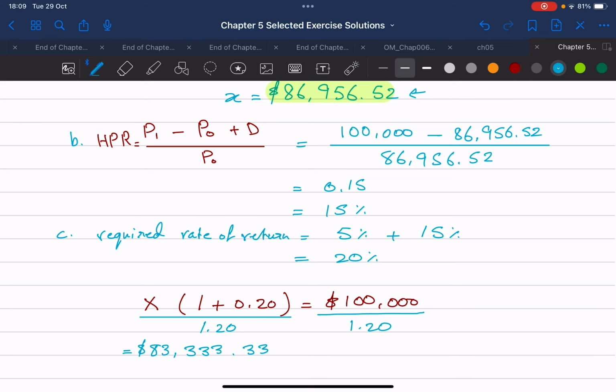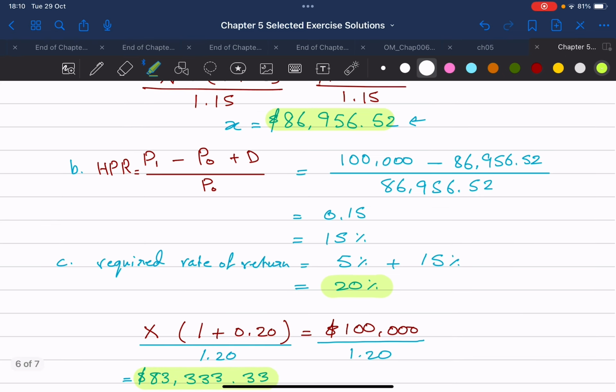so notice how using similar numbers, similar inputs, and only changing our required rate of return, now we're only going to be willing to pay 83,333 instead of the 86,956 that we were willing to pay if we only desire 15% return. Okay? So the higher the return that we desire or we require, the lower we are going to be willing to pay at the beginning in order to achieve the same terminal value, which is the 100,000.